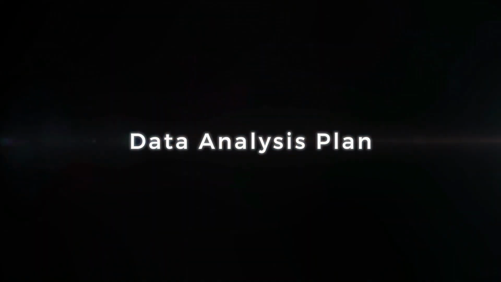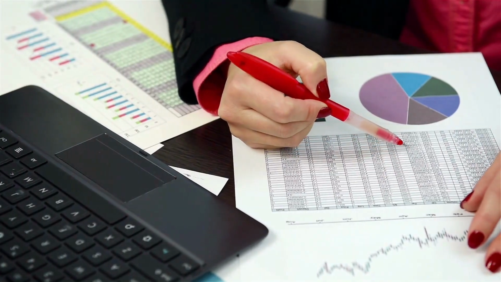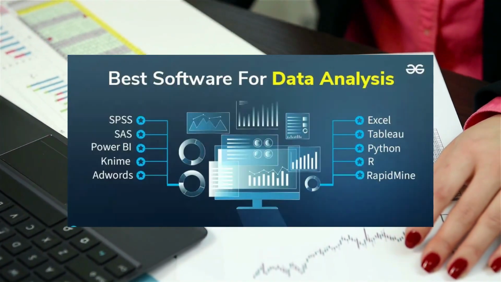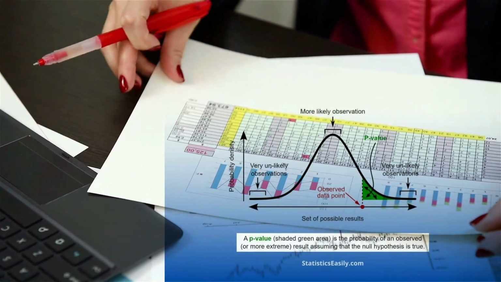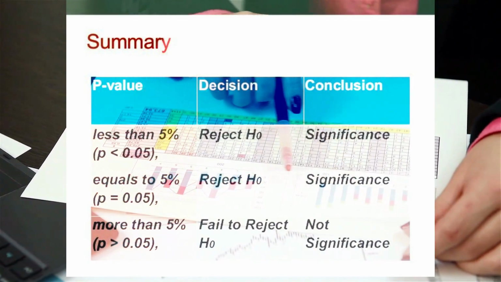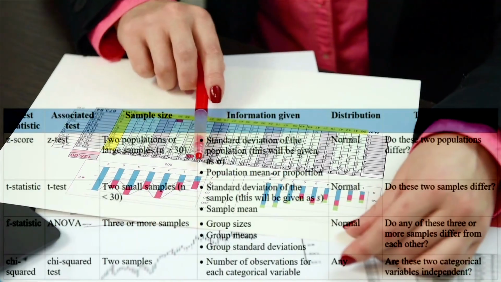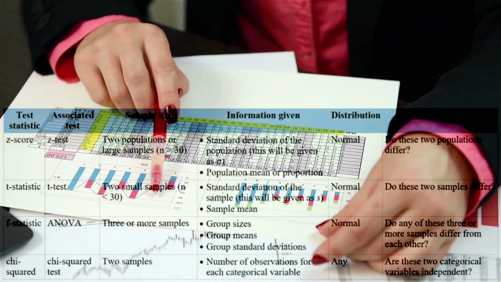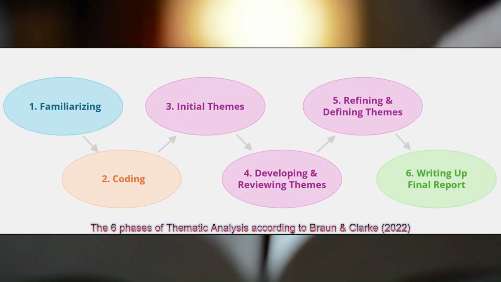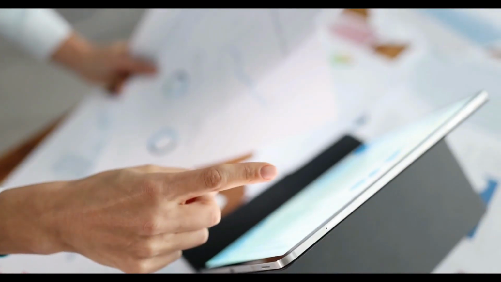Data analysis plan. Before collecting data, you must already know how you will analyze it. Define statistical tests to be used. Software for analysis. Significance level, commonly p less than 0.05. For example, t-tests compare two groups. ANOVA compares multiple groups. Regression analyzes relationships. Thematic analysis identifies patterns in qualitative data. Planning analysis beforehand prevents biased interpretation later.